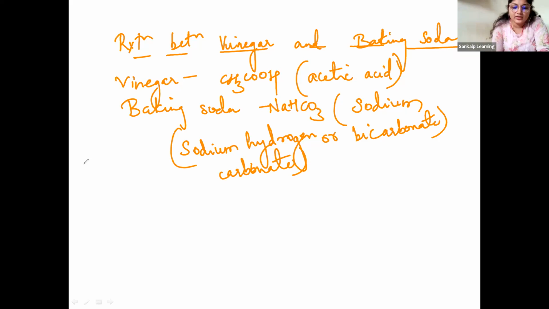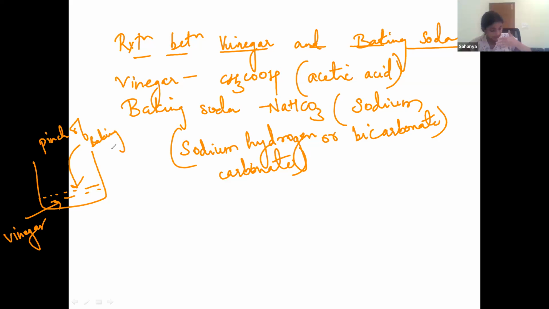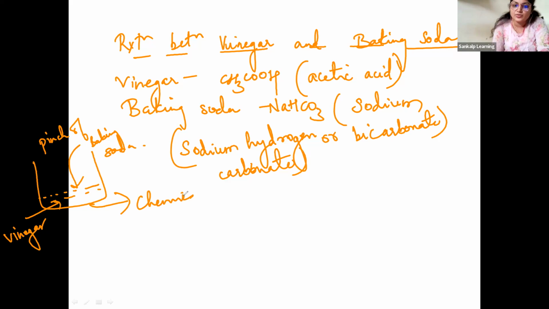So what they have done, they have taken some vinegar in a glass beaker. This is vinegar, that is acetic acid. To this vinegar, they have added a pinch of baking soda. What happens? There is evolution of gas. When you open a soda bottle, there will be bubbles coming out, right? Like that, there will be evolution of bubbles, which indicates that there is a chemical change.